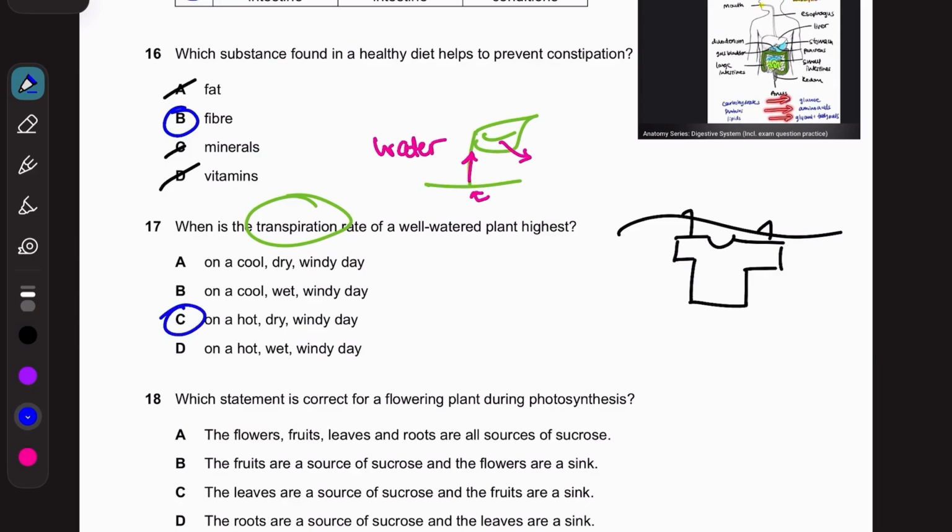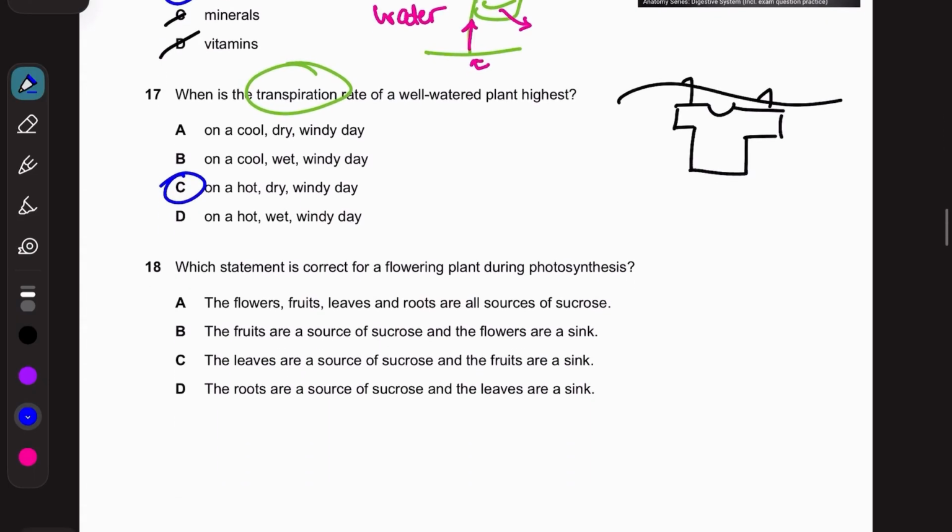Okay, great. And finally, 18, it says, which statement is correct for a flowering plant during photosynthesis? So photosynthesis, you have to think about the equation, which is what? H2O plus CO2 makes oxygen and C6H12O6, which is glucose, right? And then the glucose will then be turned into sucrose, which is then transported around the plant in order to provide an energy source.